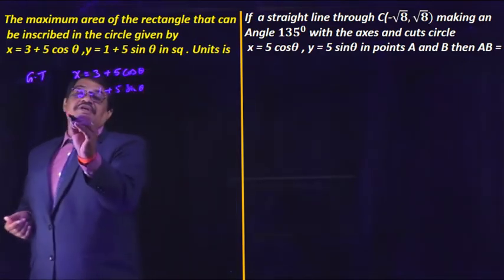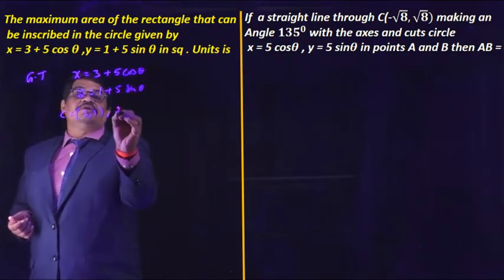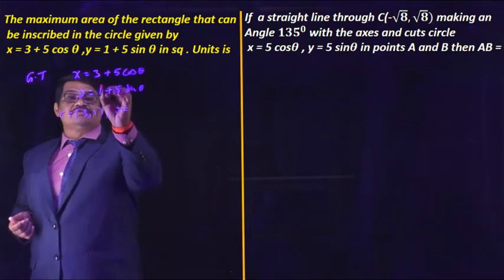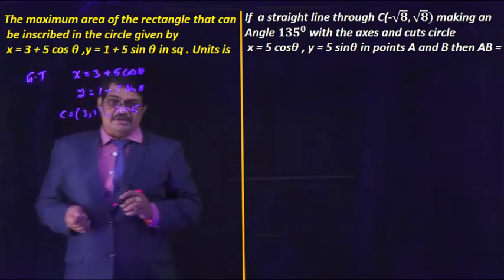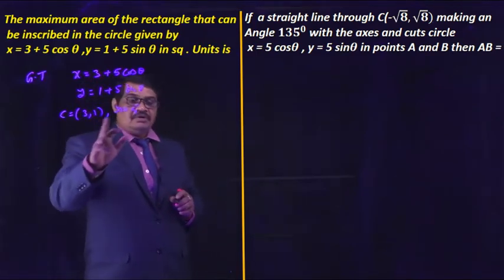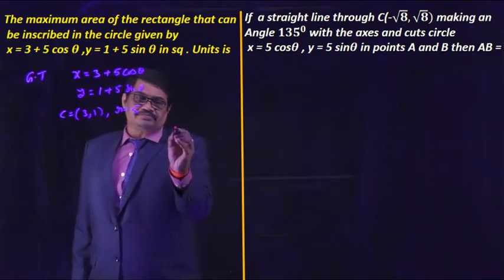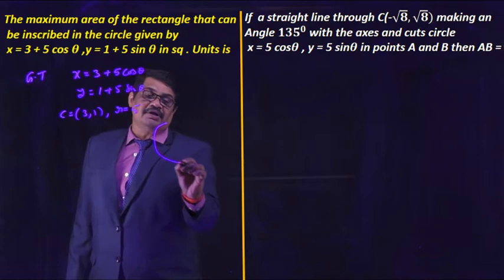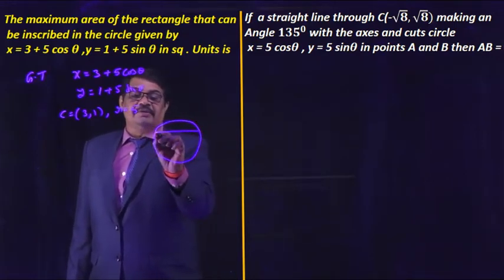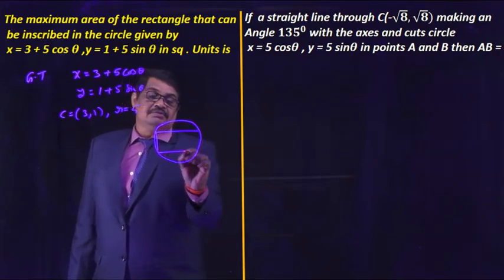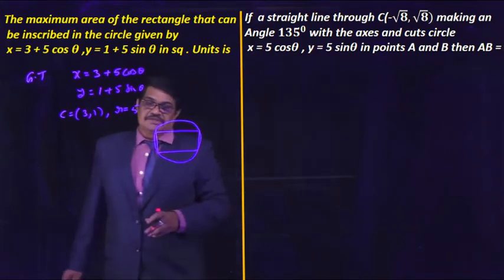Now, what is the center of the circle? That is 3 comma 1. So x1 plus r cos theta, y1 plus r sin theta. We are comparing: x1 is 3, y1 is 1 and r is 5. This is the given circle, center 3 comma 1 and r is 5 units. Look at this diagram. This is the circle. A rectangle is inscribed in this circle.